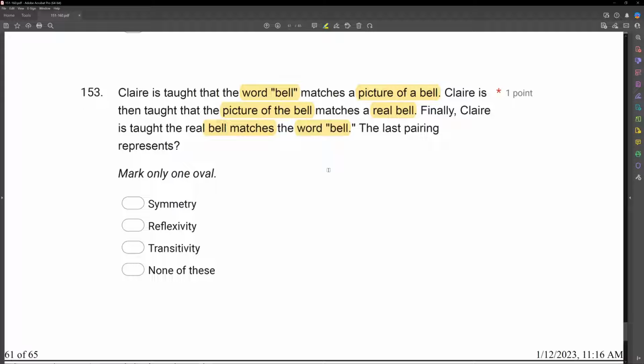Now, the problem here is Claire was taught. This was not derived. Derived implies untaught. And it's only true transitivity if the behavior is derived. In other words, if the behavior is untaught. So the last pairing doesn't actually represent transitivity. It definitely doesn't reflect symmetry or reflexivity, right? Because we have an A equals C situation. But since it was taught, it can't represent transitivity. So the last pairing represents none of these.